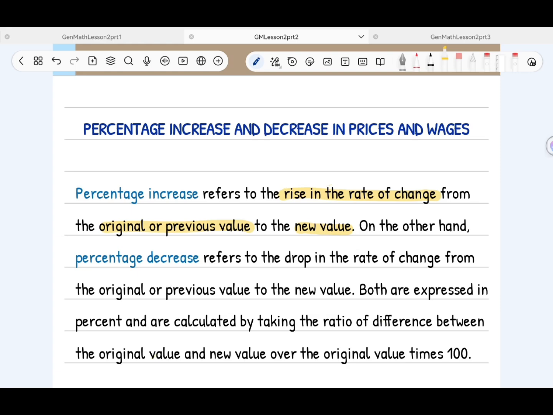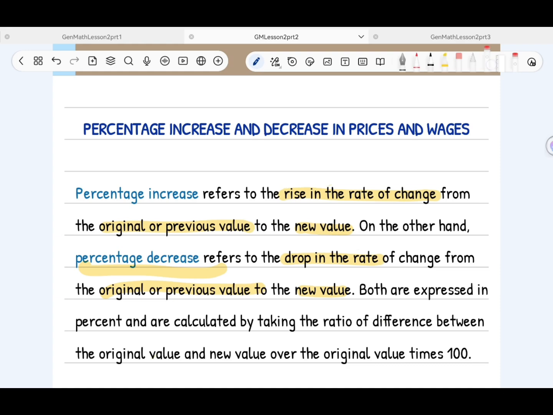On the other hand, for percentage decrease, it refers to the drop in rate of change from the original or previous value to the new value. So kung si percentage increase tumataas, yung percentage decrease naman ay bumababa yung value from the original or previous value.